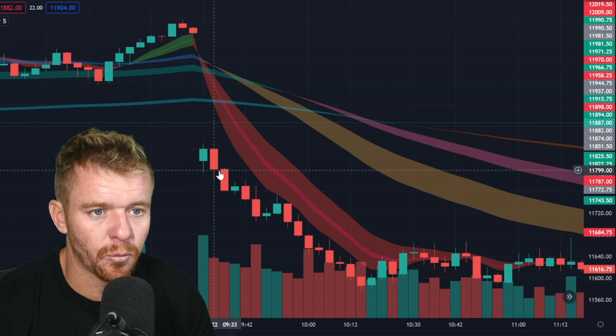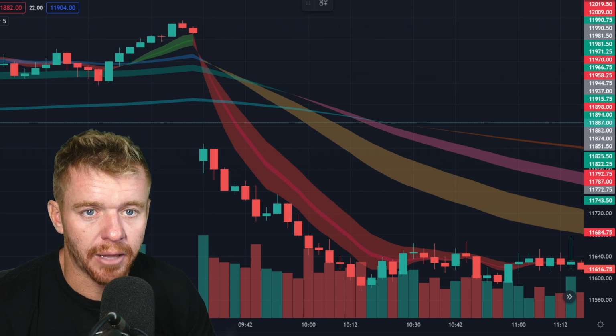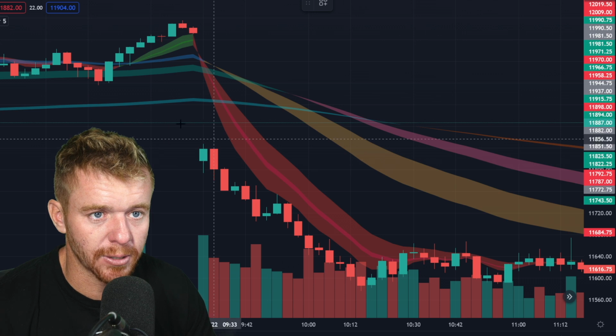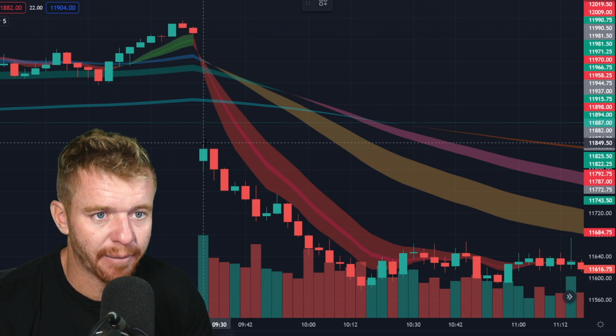So here, another market open. The market gaps down. We get the break here. On this one, I think it's pretty clear this is a short opportunity after that big gap down.